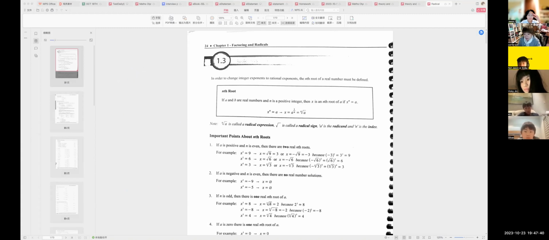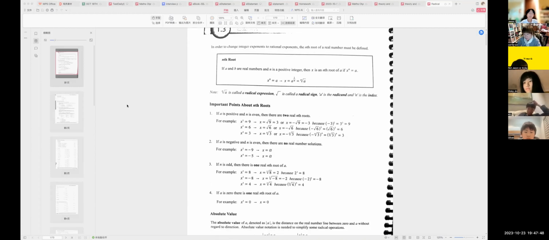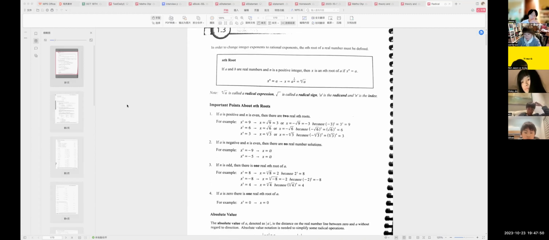If n is odd, then you will have something like that. I already explained it to all of you, so let's just take a look at this one. If a is 0, so if a is 0, that means the answer is 0. That means what?